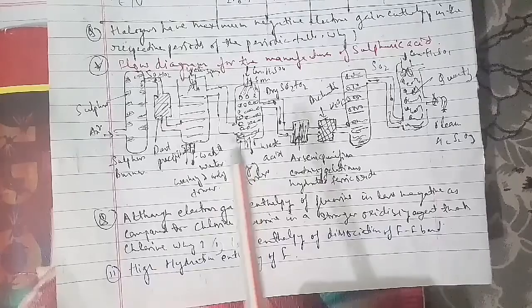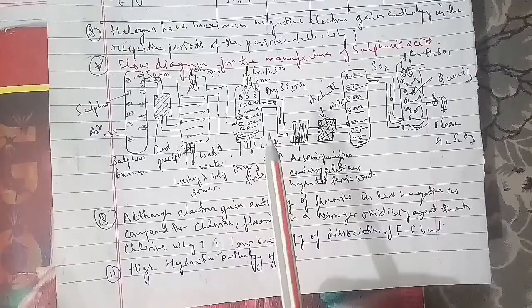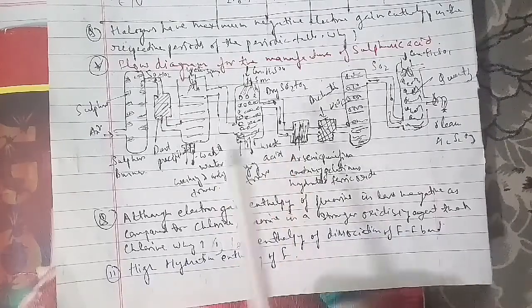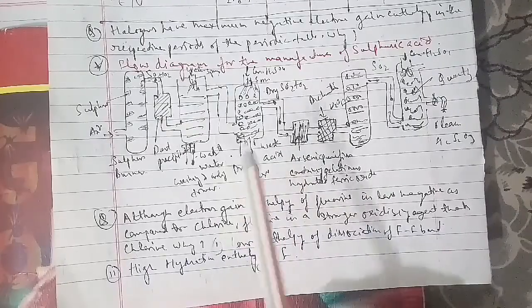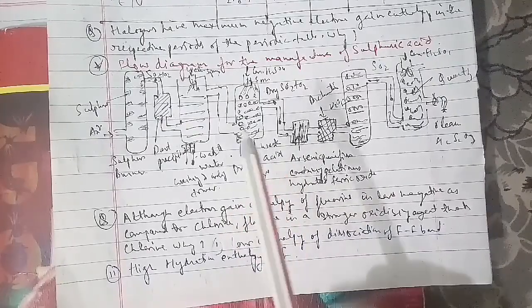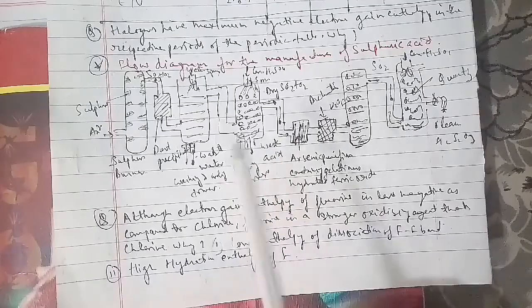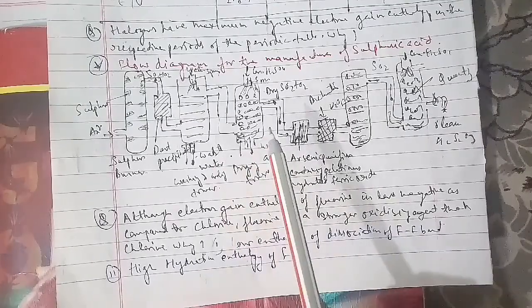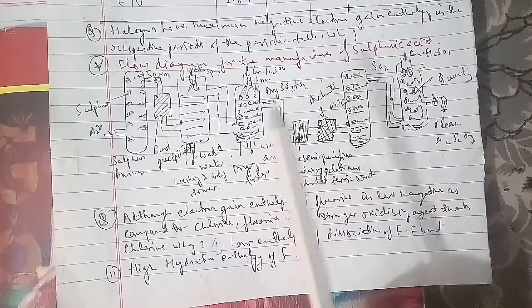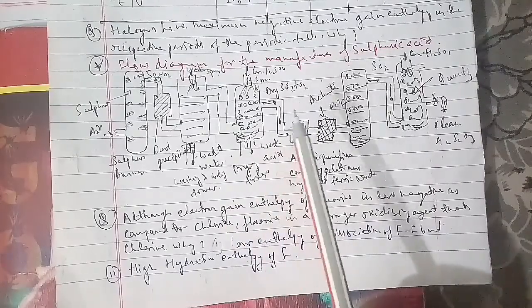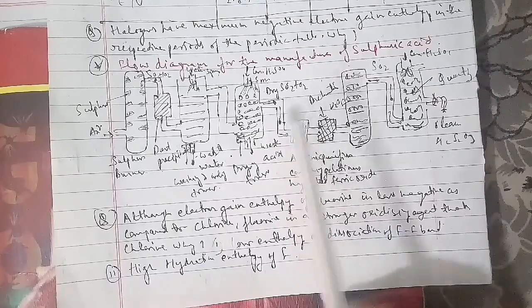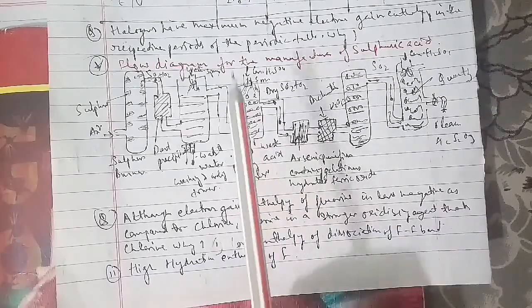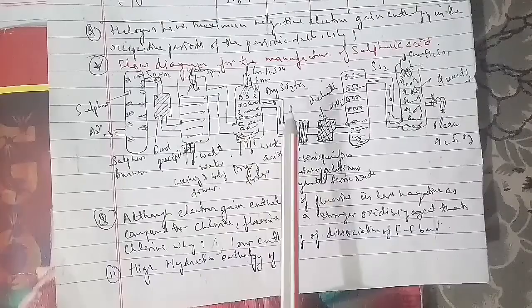We're now talking about the group 16 elements, which have the general electronic configuration ns2 np4. They show a maximum oxidation state of plus 6, and gradation in physical and chemical properties is observed in group 16 elements. In the laboratory, dioxygen is prepared by heating KClO3 in the presence of MnO2.